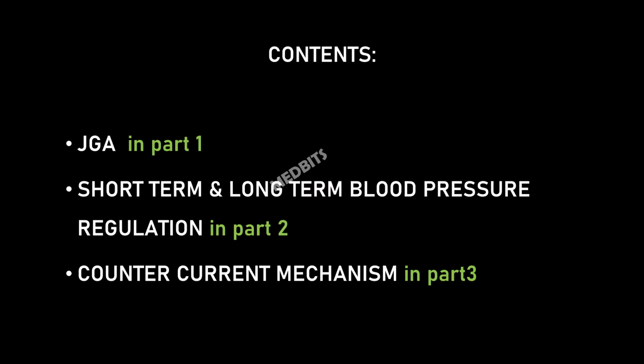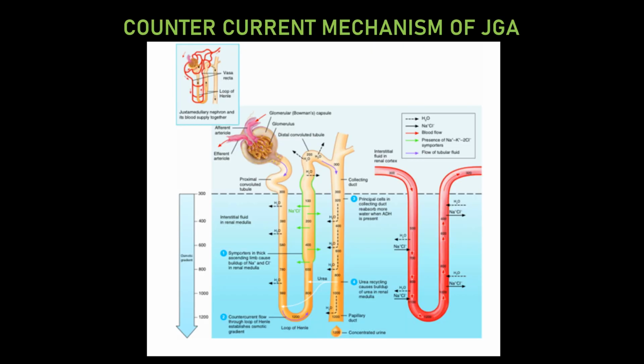In part 1, we discussed the definition of JGA, the parts of JGA and functions, and in part 2, we dealt with short-term and long-term blood pressure regulation, and this is on the countercurrent mechanism. If you ask me, all these three parts are equally important from the exam point of view. In the countercurrent mechanism of JGA, we are going to talk about the case of a single nephron, its glomerular filtration and juxtaglomerular apparatus, and its connected distal convoluted tubules and the capillaries.